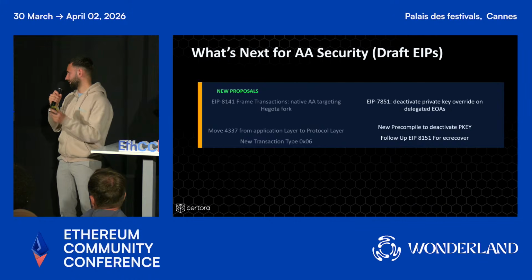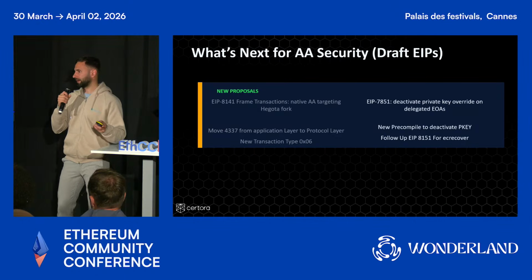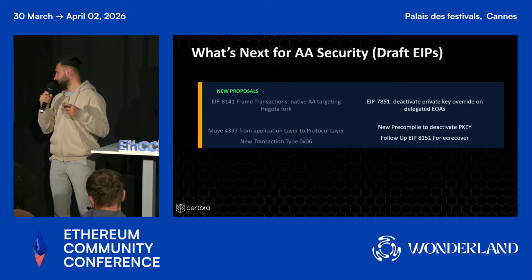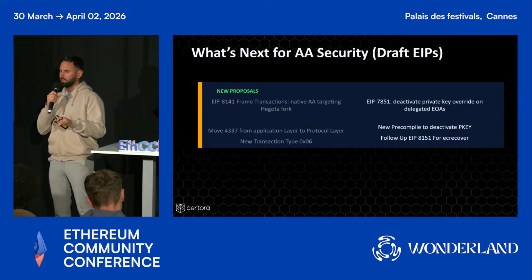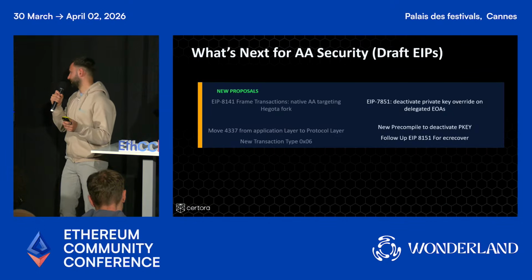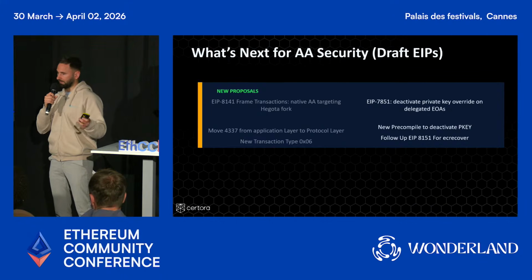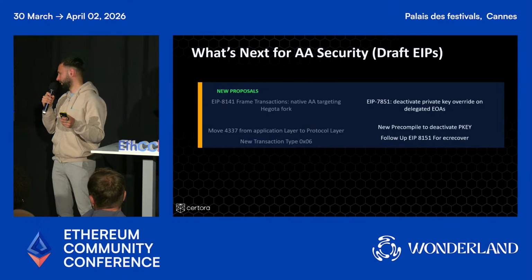About 7702, there is this new EIP also, which is 7851, which aims to deactivate the private key of a delegated EOA. So the idea is to provide a new precompile to deactivate the private key, and once disabled, the private key can only be re-enabled via the delegator itself or multisig. And about that, there is a follow-up EIP 8151 for ecrecover, because here the idea is to make ecrecover aware of a deactivated private key. Otherwise, the bypass is easy.